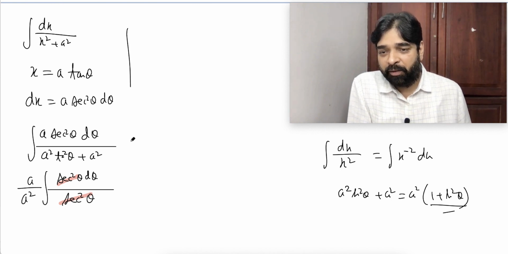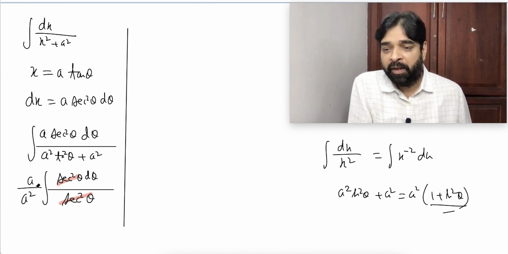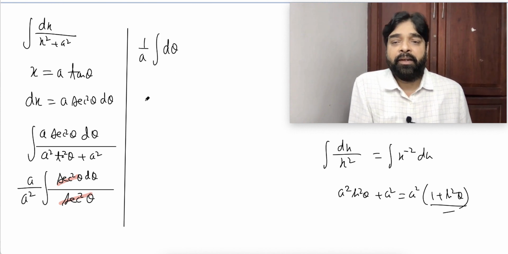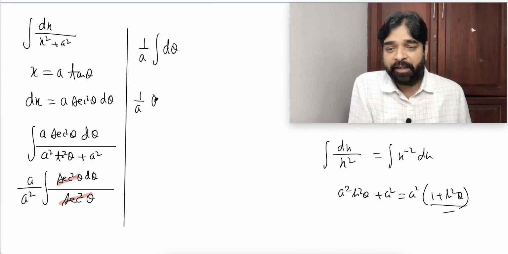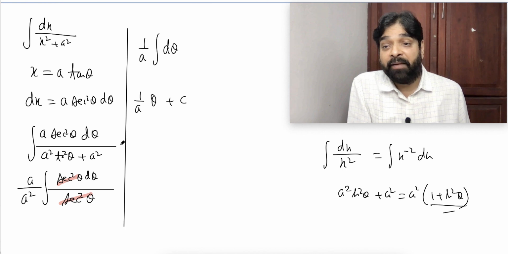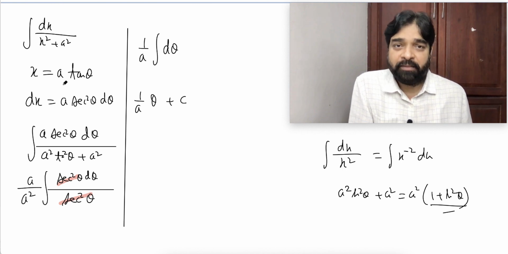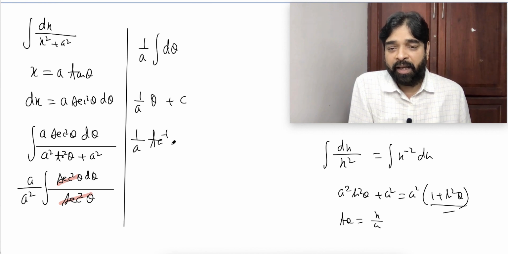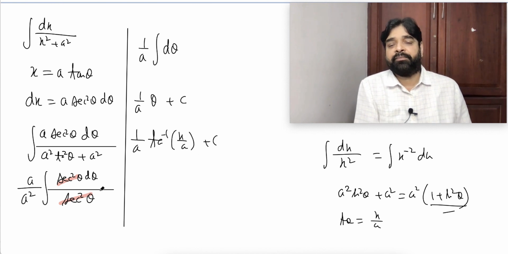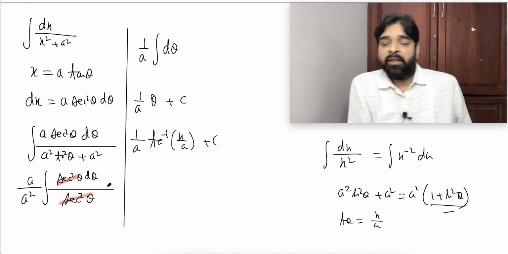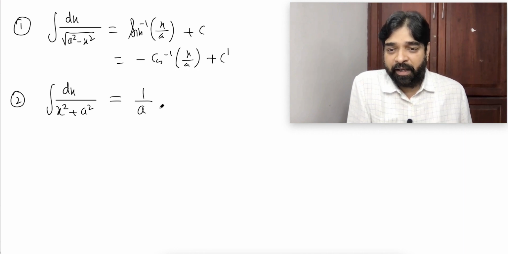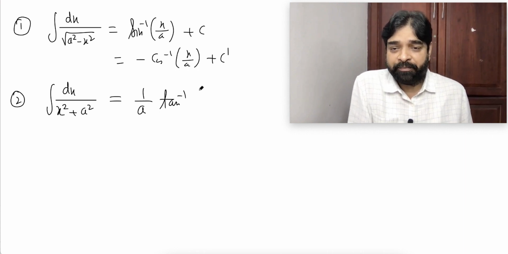So what are we going to get now? One a will get cancelled. 1 by a integration of d theta. Integration of d theta will be theta. So 1 by a theta plus c. What will the theta value be? x equal to a tan theta, yes or no? So tan theta equal to x by a, so theta equal to tan inverse x by a. So 1 by a tan inverse x by a plus c. This is your answer. And this is the standard formula, 1 by a, a very commonly used formula.